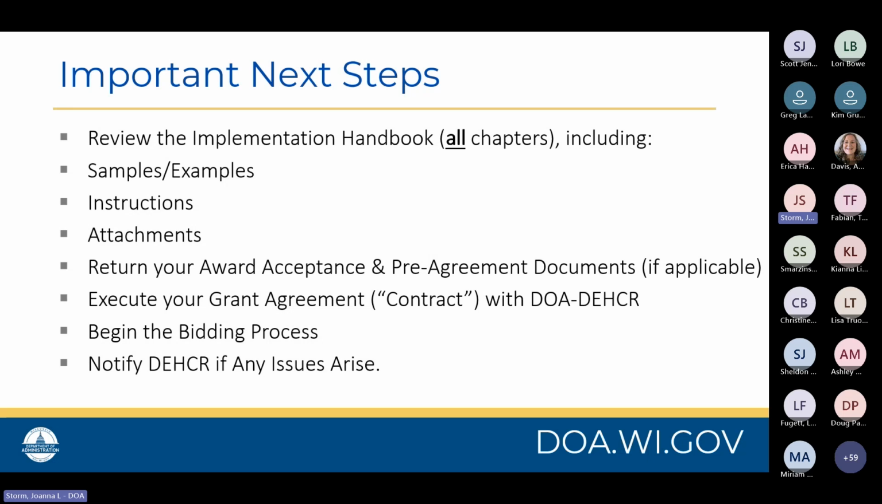All of the chapters also have additional attachments. Those may be forms or additional templates available to you to use. And make sure that you return your award acceptance and pre-agreement documents as soon as possible if you haven't done that yet. Again, those other big next steps include executing your grant agreement, otherwise known as the contract with DOA DECR, beginning your bidding process, and notifying DECR if any issues pop up.